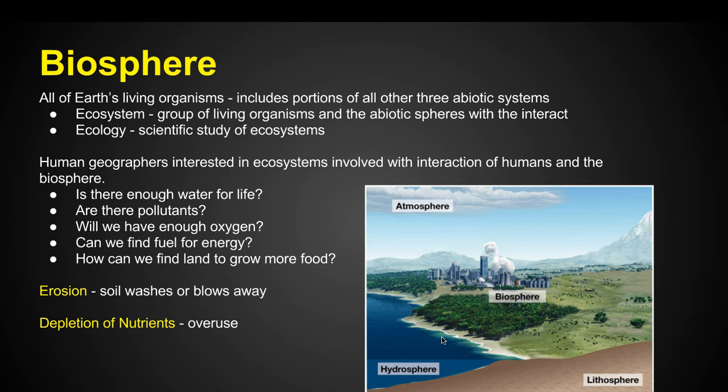Within the biosphere, we look at erosion as well. This is where the soil washes or blows away. And as we cut down trees, we know that we do have issues with erosion. And also we think about the depletion of nutrients, the overuse. As we cut down trees to farm and our population grows and we have so many people that need to be fed, we tend to multi-crop, where we're planting more and more crops per season, and we're not giving those fields time to replenish their nutrients. That is an issue within the biosphere.